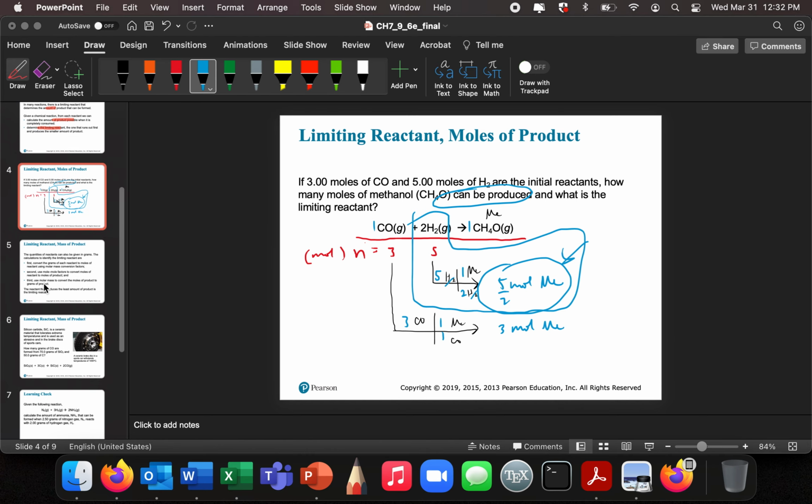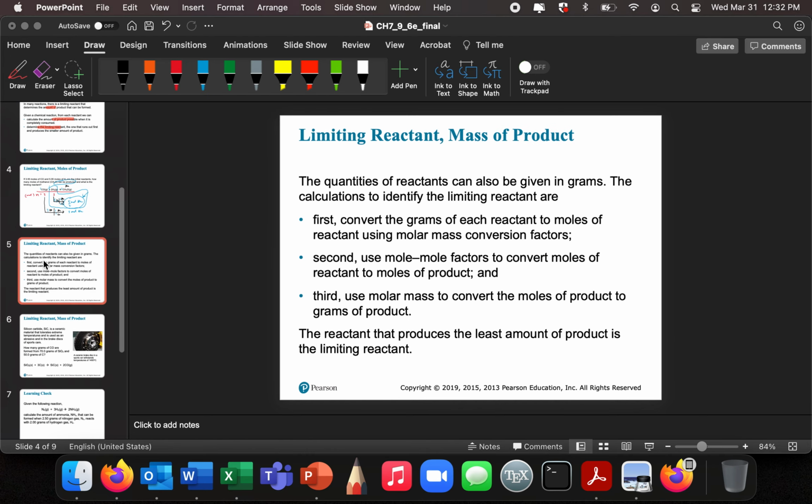Let's do one more, but this time we're going to do it with mass. Now, if we do it with mass, then we have to convert to moles because the moles are the only relationship that we know.